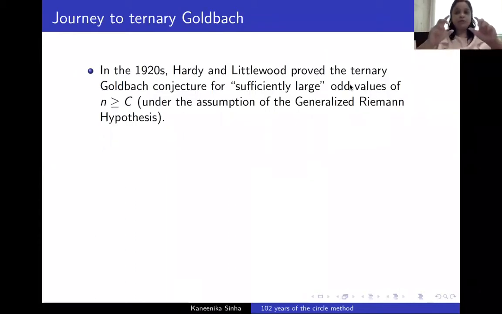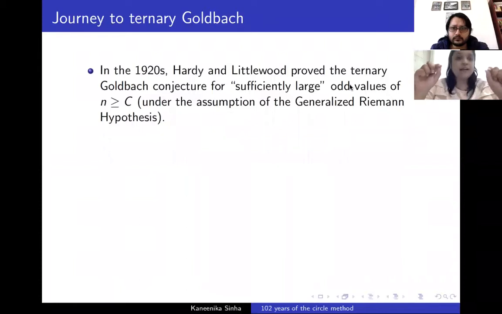So they were not able to prove the ternary Goldbach conjecture for all n greater than 5. But what they said was that for sufficiently large n, which they did not quantify, there exists a sufficiently large c such that for any odd n greater than or equal to c, the ternary Goldbach conjecture is true. So now we have to first quantify that c and then go from that c down to our n strictly greater than 5. The other limitation of their result was that it was under the assumption of the generalized Riemann hypothesis.